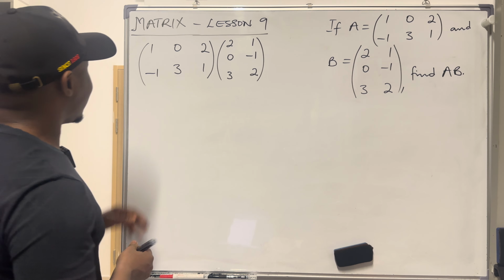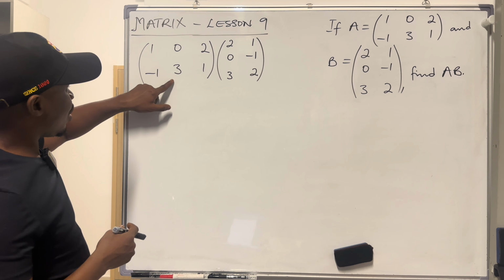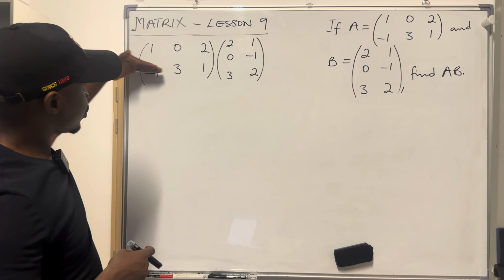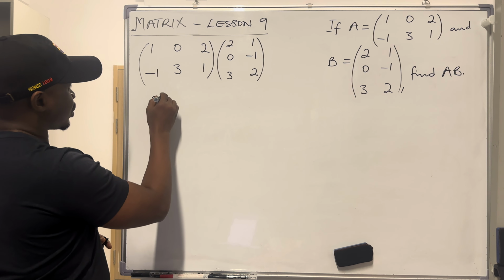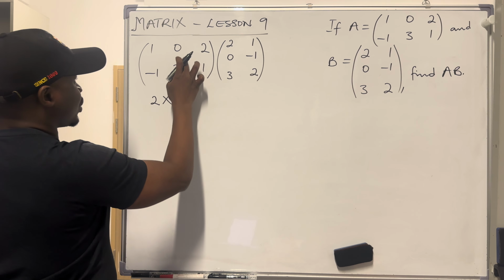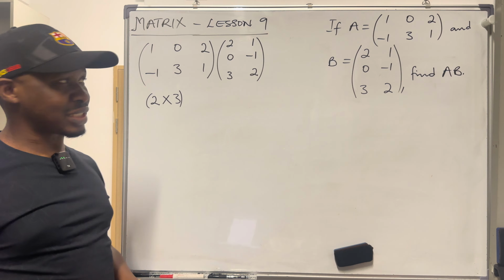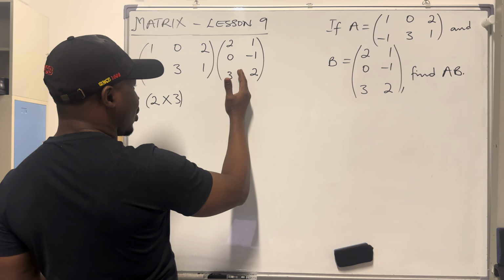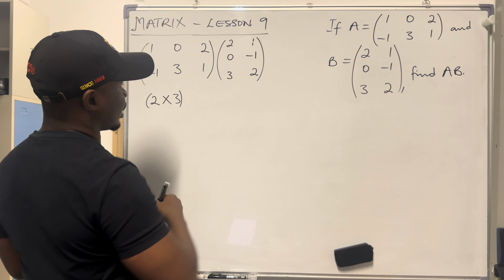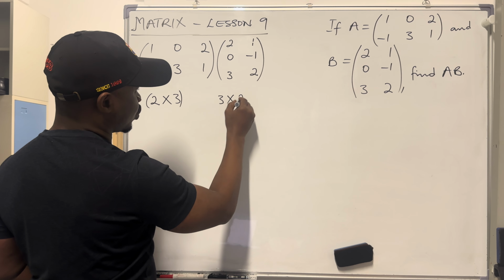How do we know? Try to know the order of the matrix. The order of a matrix is the number of rows by the number of columns. How many rows? 1, 2 rows. Columns: 1, 2, 3. So this is a 2 by 3 matrix. It is a rectangular matrix. Now, what is the order of this matrix? How many rows? 1, 2, 3. 3 rows. How many columns? 1, 2. 2 columns.